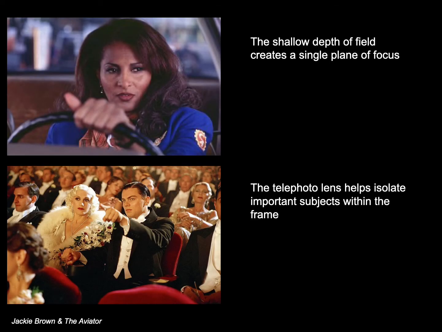The telephoto lens composition in the still from Jackie Brown on the top creates a single plane of focus. The area behind the character's head is out of focus. The telephoto lens composition in the still from The Aviator helps to isolate the important subjects there in the middle ground within the frame.